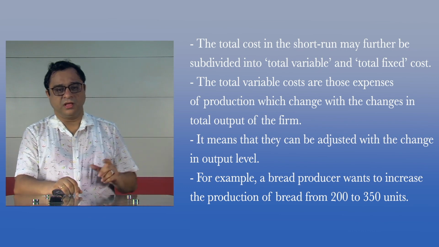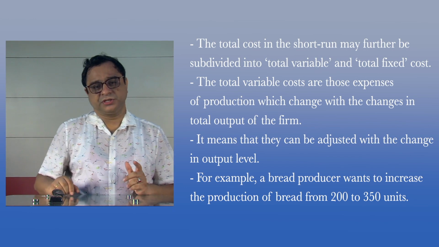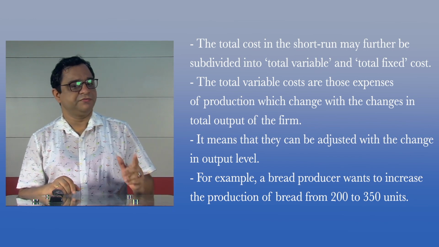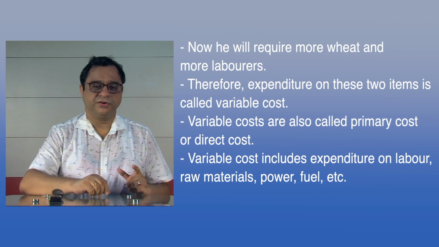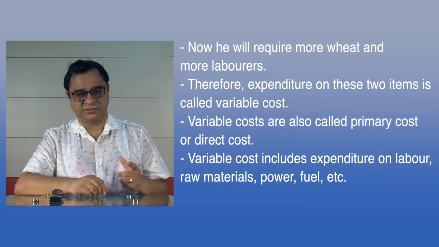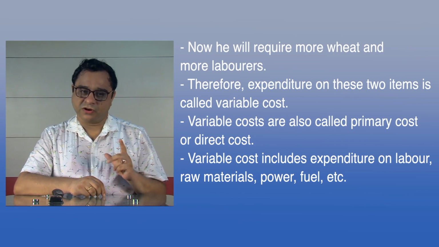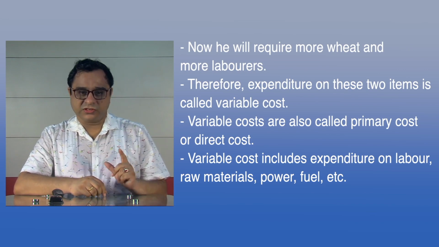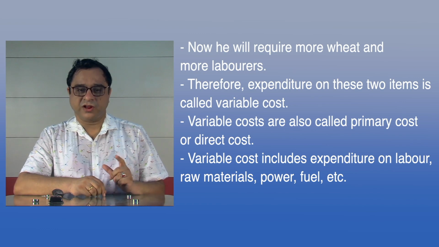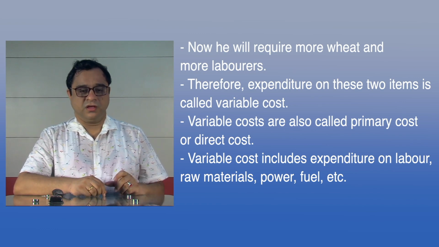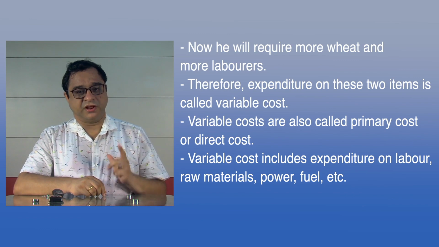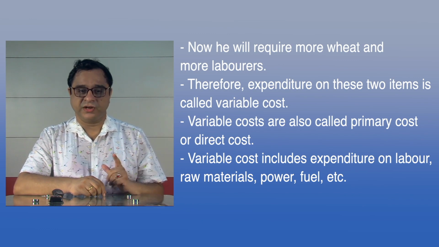For example, a bread producer wants to increase the production of bread from 200 to 350 units. Now he will require more wheat and more laborers. Therefore, expenditure on these two items is called variable cost. Variable costs are also called primary cost or indirect cost. Variable costs include expenditure on labor, raw material, power, fuel, etc.